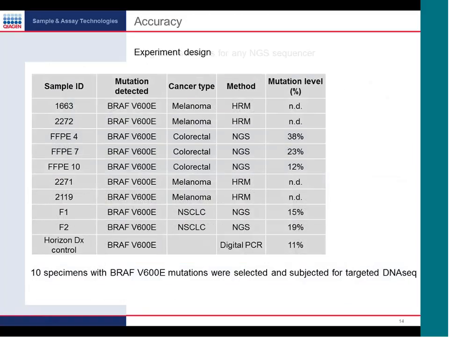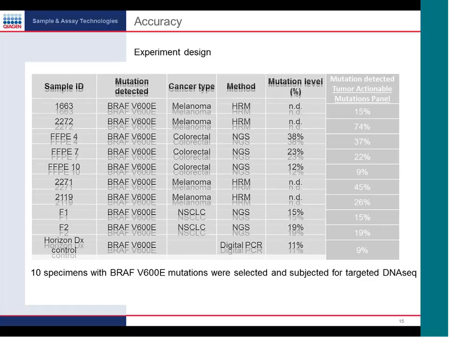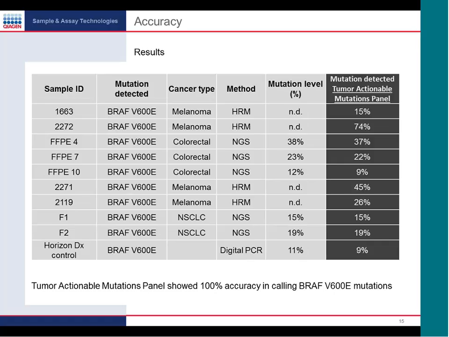So let's look into all these tests one by one, starting with accuracy. To test the accuracy of our panels, we have picked the BRAF V600E mutation and selected 10 different clinical specimens from different cancer types, known to have this mutation at different frequencies. Then we tested them using our targeted DNAseq gene panels, and here are the results. As you can see, all the mutations have been accurately detected by our tumor actionable mutation panel. So it shows 100% accuracy in calling the BRAF V600E mutation.